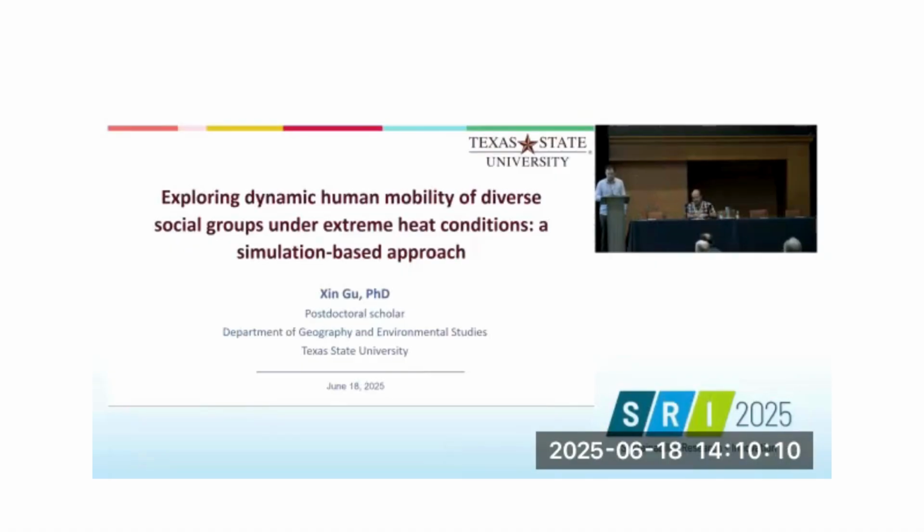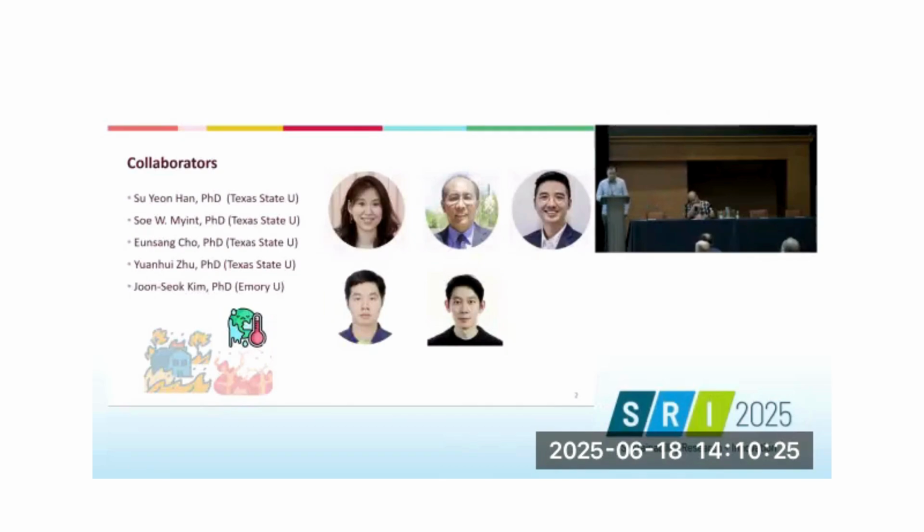So my topic for today is about exploring the dynamic human mobility of diverse social groups under extreme heat conditions by using a simulated method. Those are the collaborators for this research, and we are also a team doing research related to natural disaster, spatial accessibility, and human mobility.